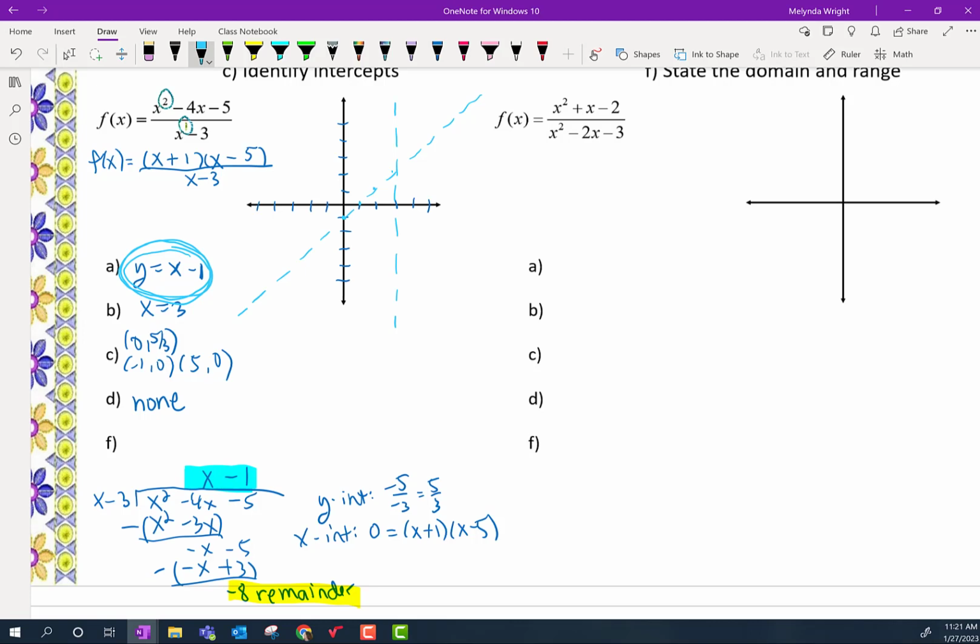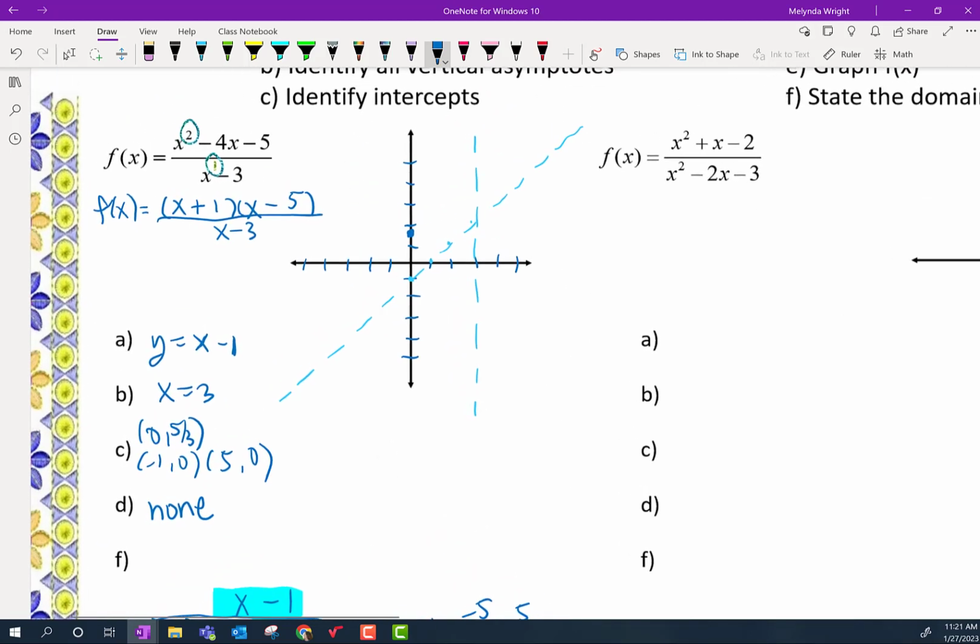Okay, we've got those graphed. Very nice. Now let's just plot the points that we have. We know we've got (0, 5/3). 5/3 is like 1 2/3, so it'd be right here. And we know we've got, what do we have? We have (-1, 0), which would be right here. We've got (5, 0): 1, 2, 3, 4, 5, which is right here.